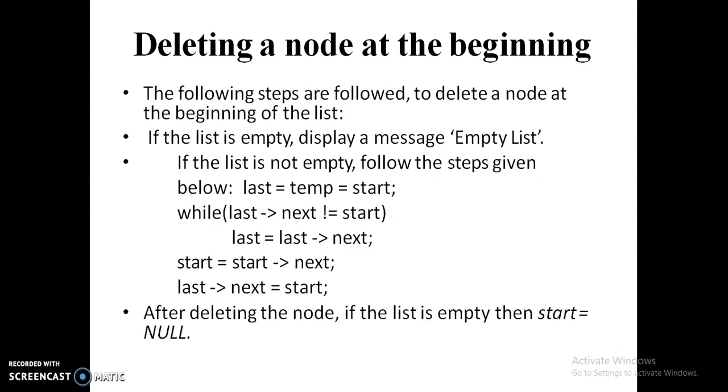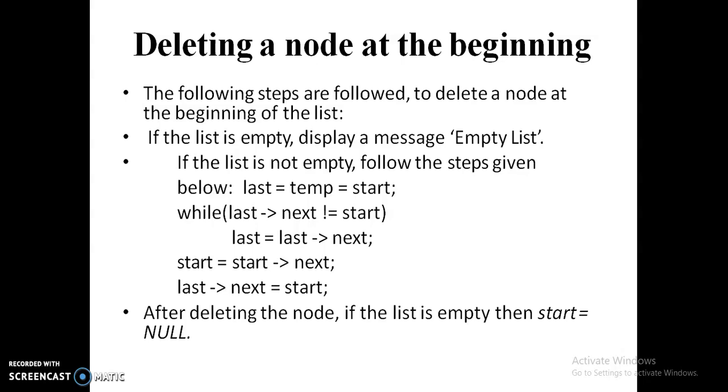And deleting a node at the beginning. So in the beginning, if you want to delete a node, we will delete the beginning node and update the start pointer and last variable. Okay, last node address and first node address we will update. So for that, take last equals temp equals start. That is, we are taking two variables, last and temp, both assigned to the start. So while last of next not equals start, we are moving up to the last node. Until last of next equals start, move the last variable.